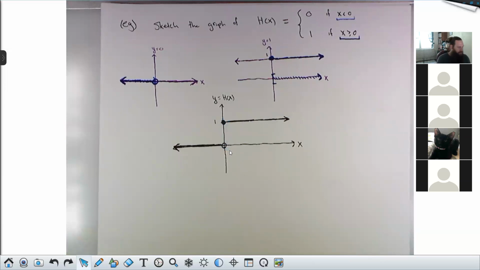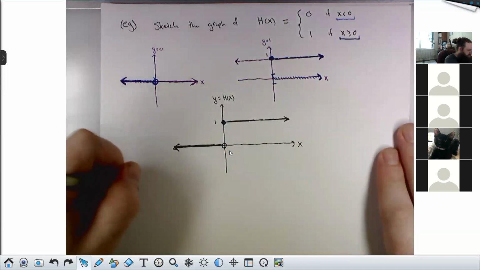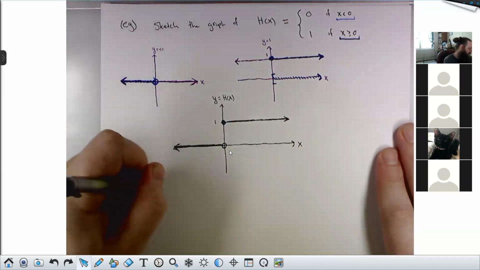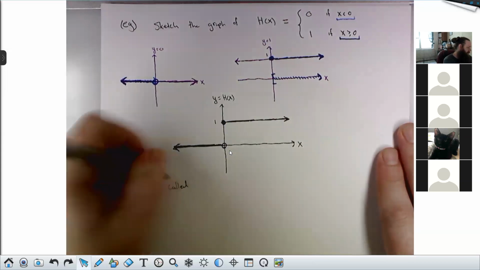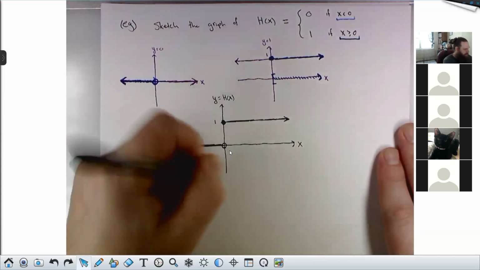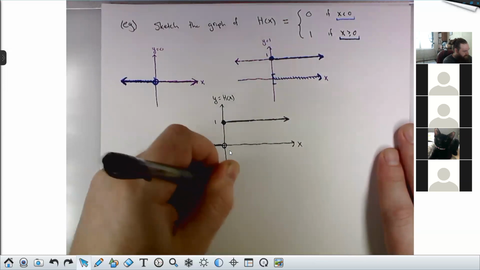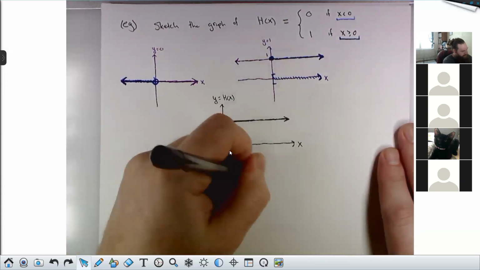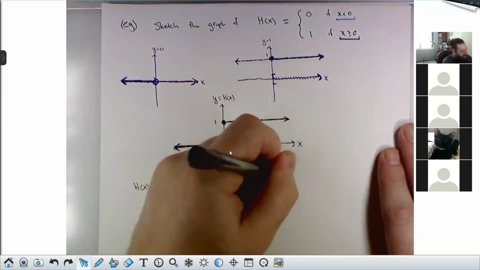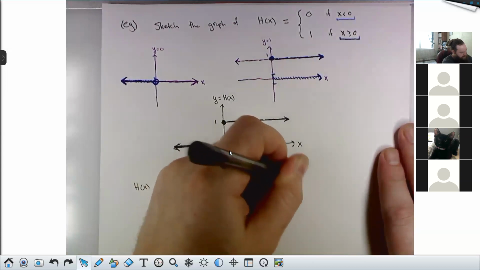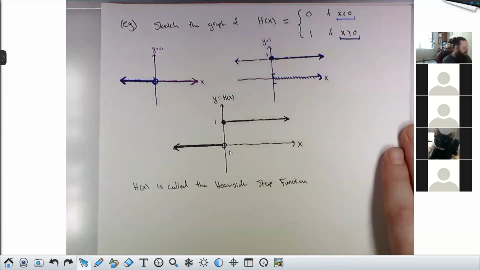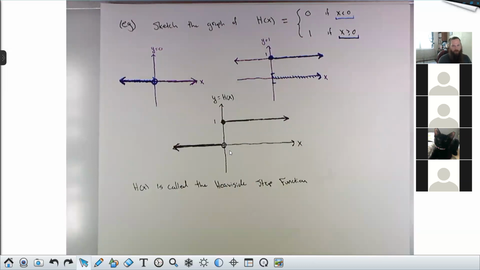The name of this function is called the Heaviside step function. So you can see why it's called a step function, right? This is kind of like a stair. We're walking, walking, walking, and then we take a big step up, and then we're walking, walking, walking.